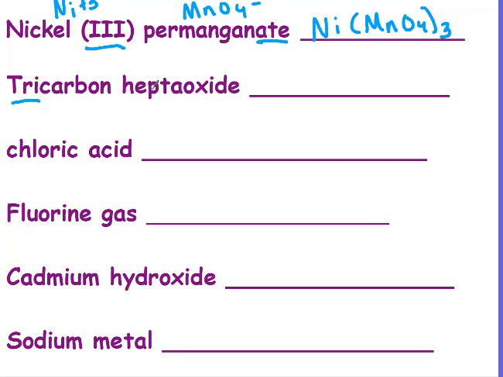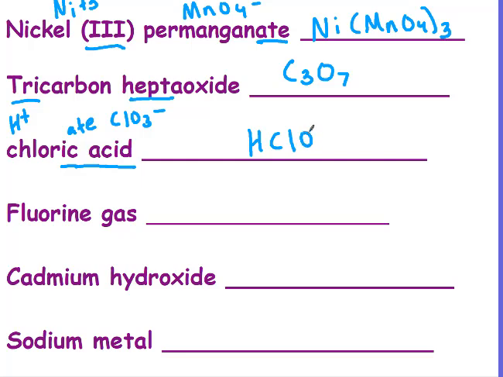For the next example, I have prefixes. Anytime you have prefixes, you don't have to worry about charges. It says that I have 3 carbons and 7 oxygens. So C3O7. Chloric acid, it came from ATE. Since it's an acid, we know it starts with H, and chlorate was ClO3 negative. A +1 and a -1 are going to cancel, just leaving HClO3.